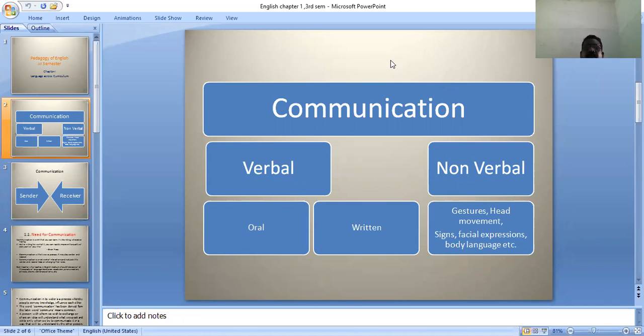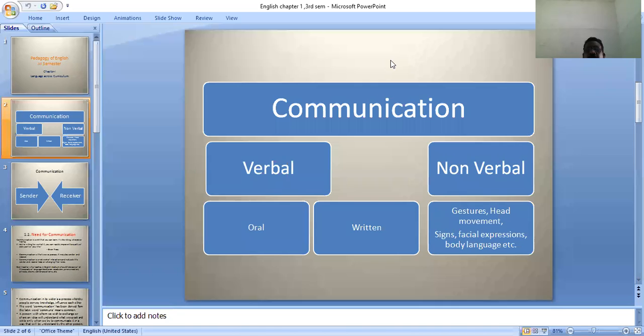Okay. Communication is of two types. One is verbal, the other one is non-verbal. Verbal communication is further divided into oral and written. In the oral, we can observe speaker and receiver. In the written communication, we can observe author and reader.